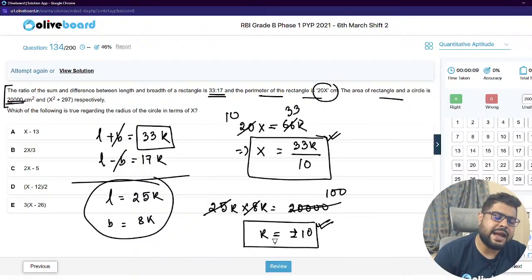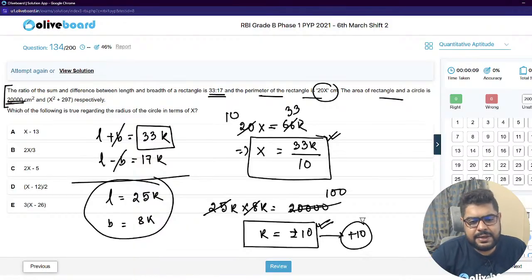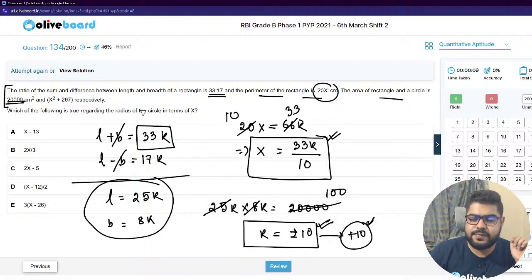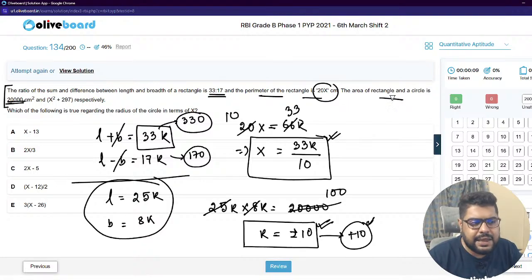Now tell me, sir, can I take minus, or should I take minus? The answer is no, sir. Why? Because definitely we are talking about length and breadth. Length and breadth can never be negative. So I must take positive. So my length comes out to be 330, and my breadth comes out to be 170. These things we know. Now, the area of a circle is this.